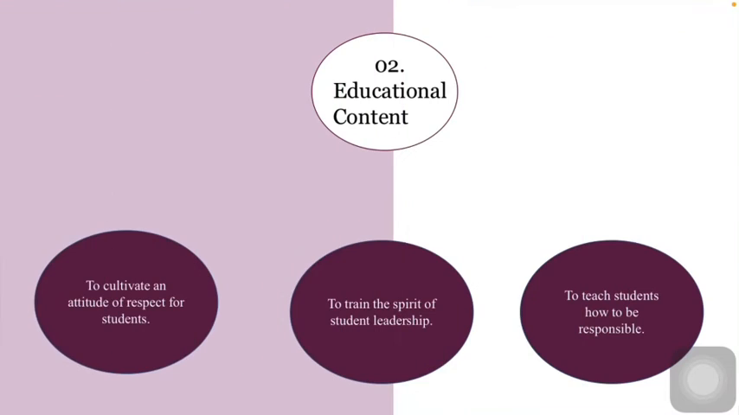Next, number 2 is educational content. The purpose of the educational content is to cultivate an attitude of respect for students. So in this part, students can help each other and cooperate with each other and respect teachers and parents. And the second is to train the spirit of student leadership. And the last is to teach students how to be responsible.